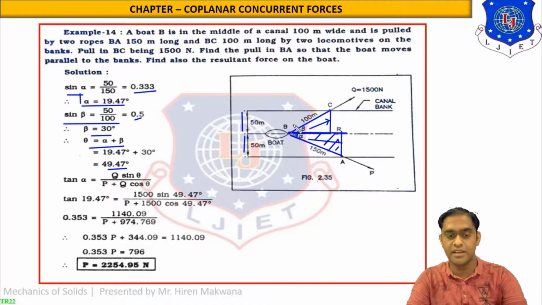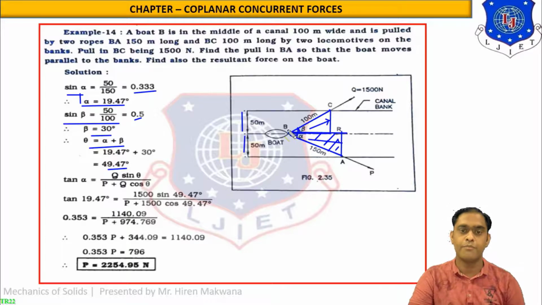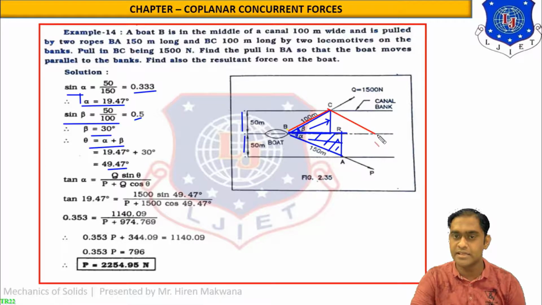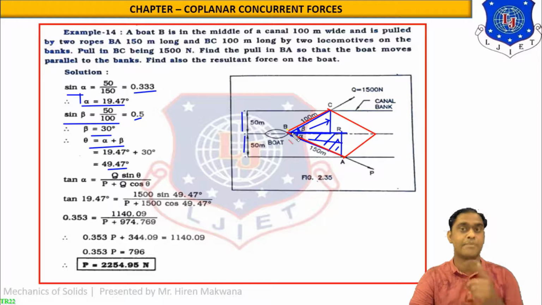Let us take yellow color. Then from point B to C, oh, yellow is not visible properly, I think. Let us take red color. So from point B to C, and from C to resultant axis, from resultant axis to point A, from point A to again back to point B. So this is the parallelogram.